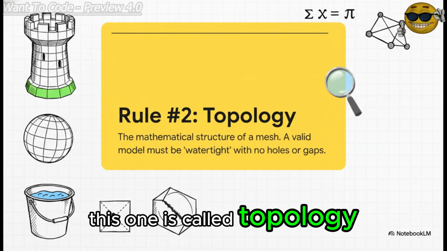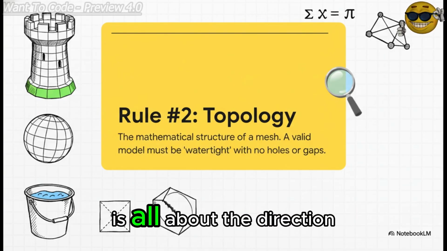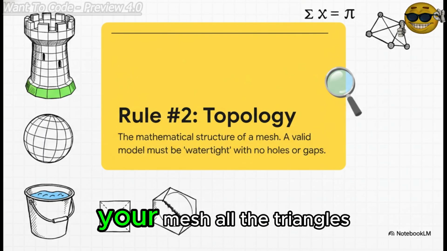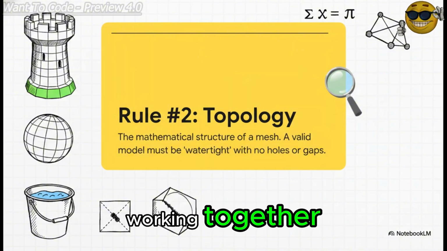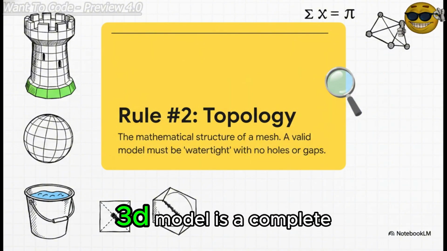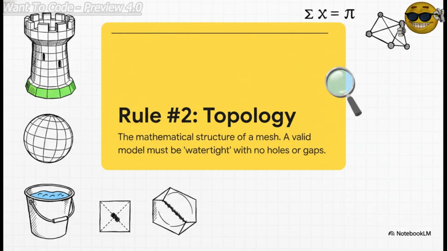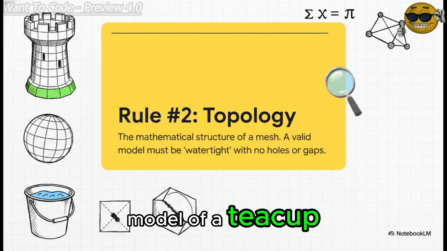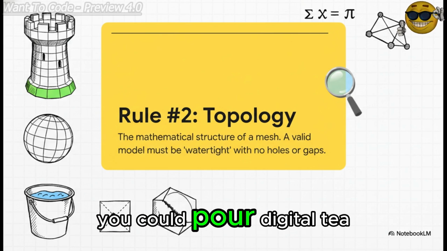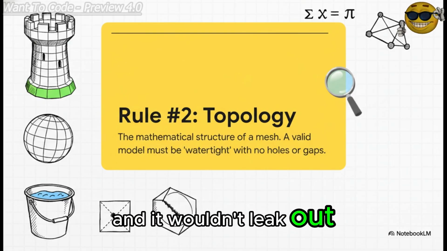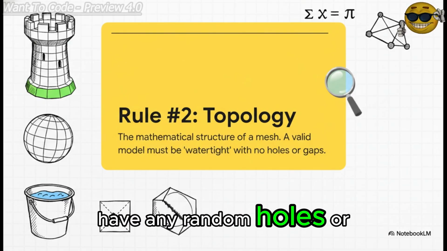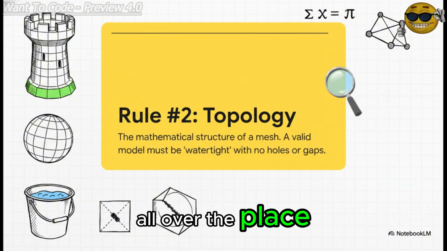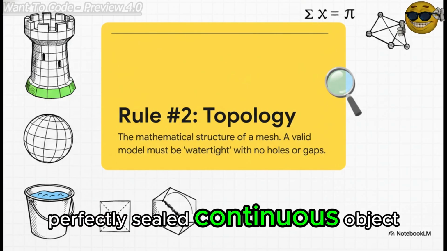This one is called topology. Now, if winding order is all about the direction of one single triangle, topology is about the structure of the entire mesh, all the triangles working together. It's the mathematical rule that makes sure a 3D model is a complete, unbroken surface. The keyword here is watertight. Imagine you've got a 3D model of a teacup. If that model has perfect topology, you could pour digital tea into it and it wouldn't leak out. A valid 3D model can't have any random holes or gaps or weird overlapping faces that would let that digital tea spill all over the place. It has to be a perfectly sealed, continuous object.